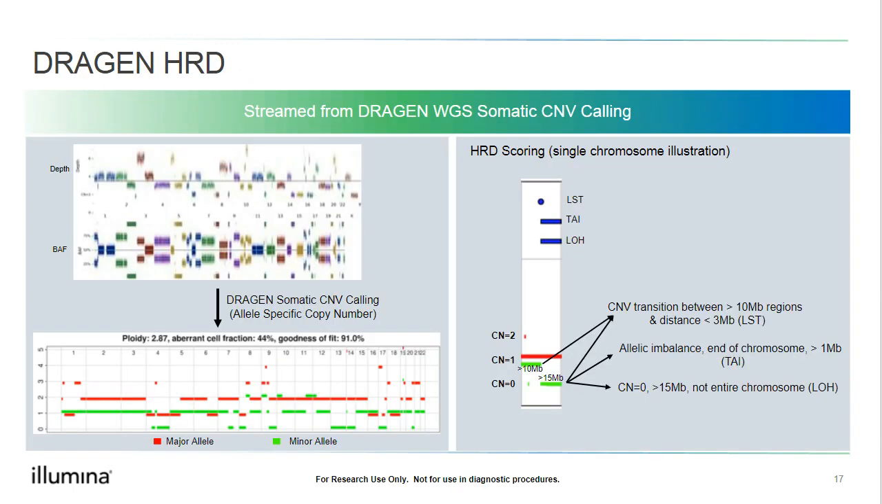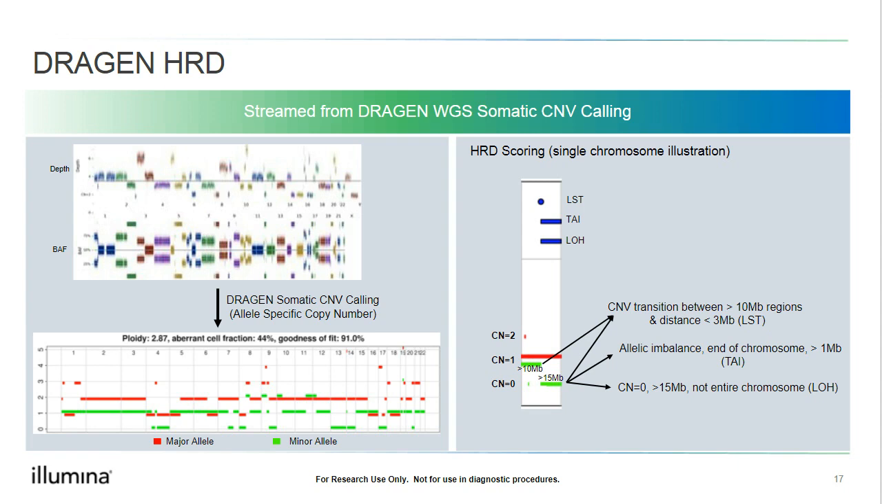Here is an example of how this HRD score is computed. As we said earlier, we have to run the DRAGEN somatic CNV calling, and that is what feeds into the HRD module. In the HRD module, we compute on a per chromosome level the major allele and the minor allele. In this figure, in red is the major allele, which is the higher copy number, versus the minor allele, which is the lower copy number.